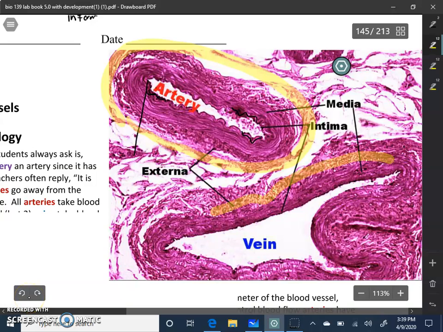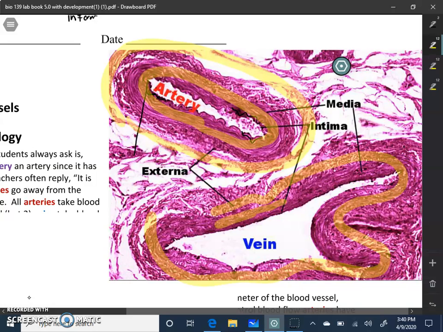So this vein is sort of more amorphic, and that's because the tunica media here on the artery is a lot thicker than the tunica media on the vein, so when it's empty, it helps it hold its shape better.